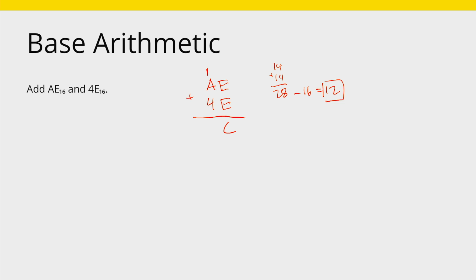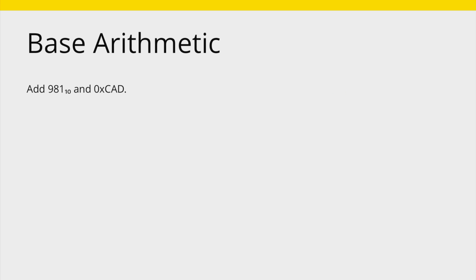Okay. So I carried over 16 because that's the base I'm in. And then I put a 1 up top to represent carrying over 16. So 1 plus A, which is 1 plus 10, is 11. 11 plus 4 is 15, which is an F. So that is the result.